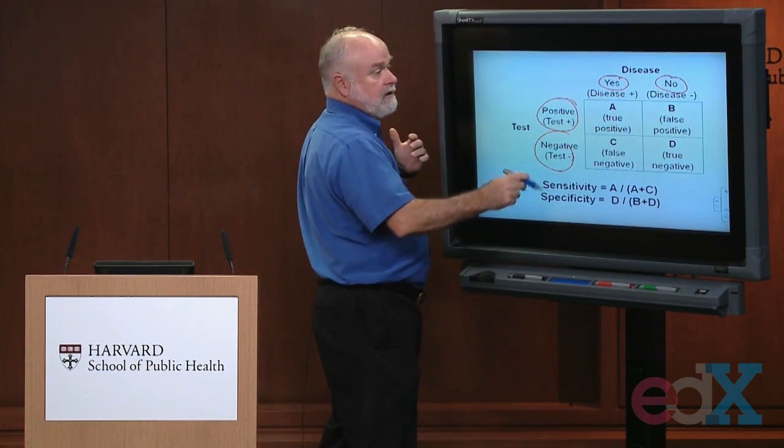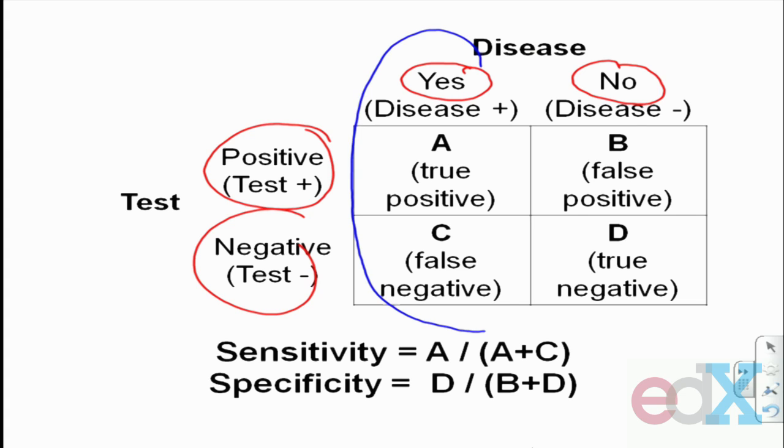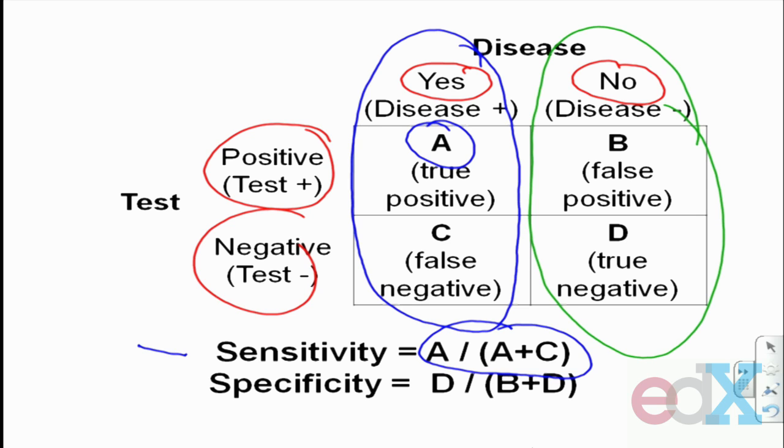In terms of sensitivity, we look among people who really have the disease. They're A plus C individuals. A of them are correctly classified by the test as likely to have the disease. So the sensitivity is A divided by A plus C. On the other hand, specificity refers to people who really don't have the disease. We have B plus D individuals, and D of them are correctly classified as negative by a good screening test. So the specificity is nothing more than D over B plus D.